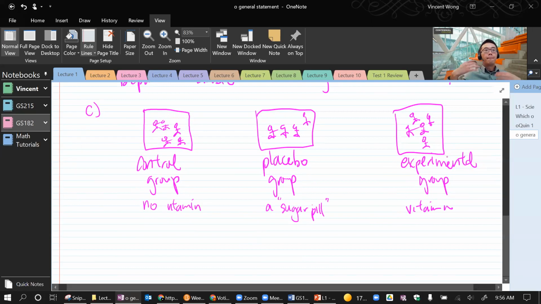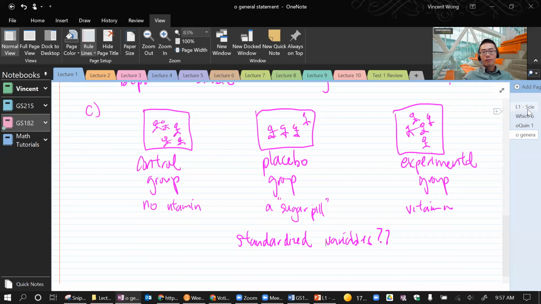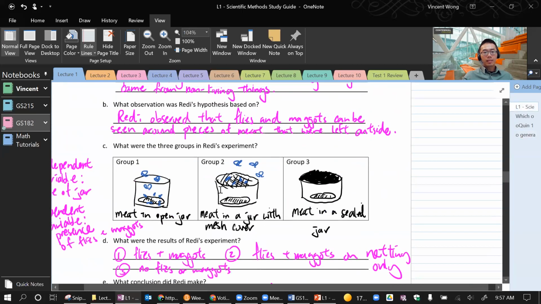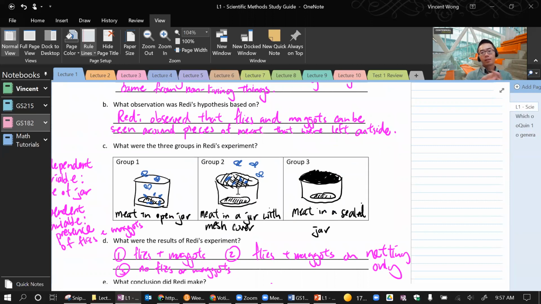My question is, what are the standardized variables for all 3 groups? So we must try to keep everything else the same. For example, in the meat experiment, we would want to use the same size jar, same type of material. You want the meat to be from the same day, same size of meat, same type of meat. You want to keep everything the same except for the thing that you are evaluating.